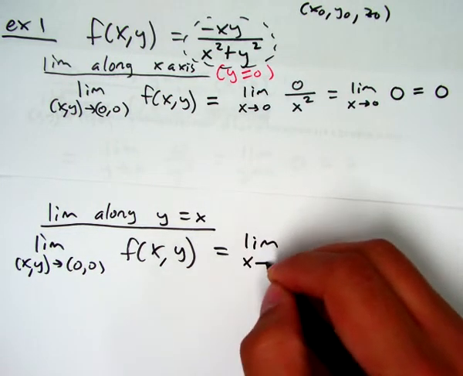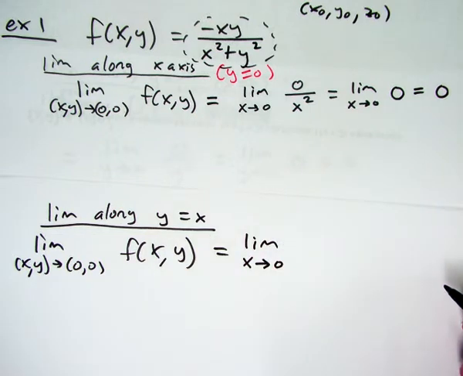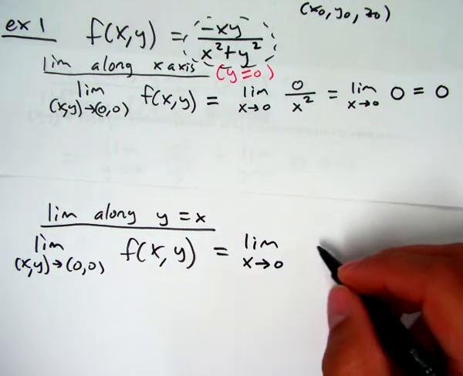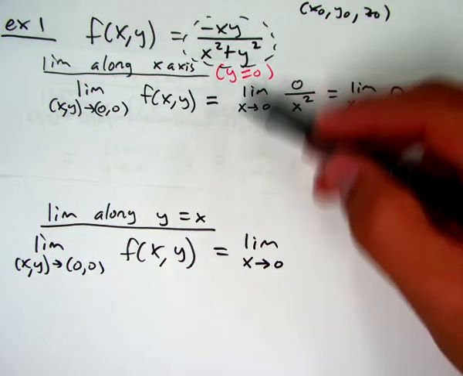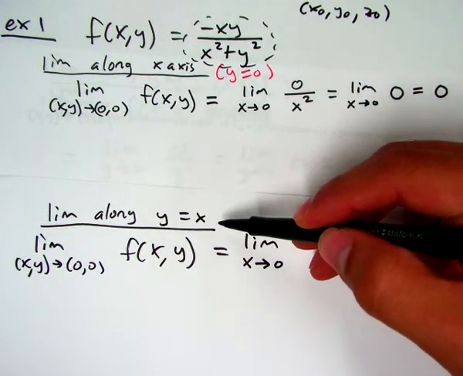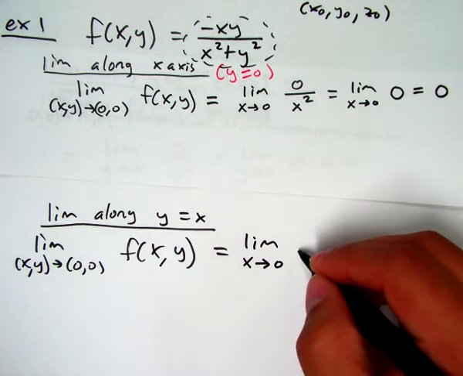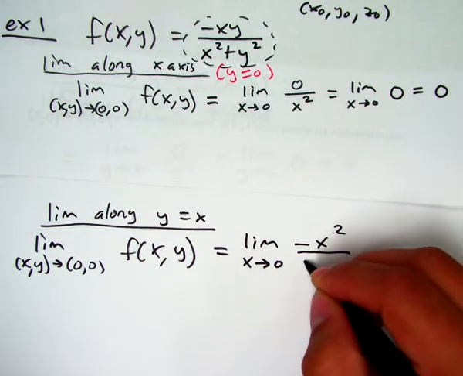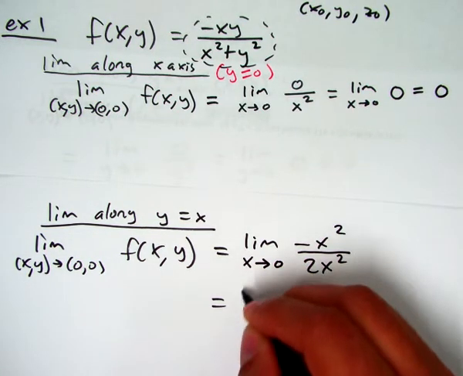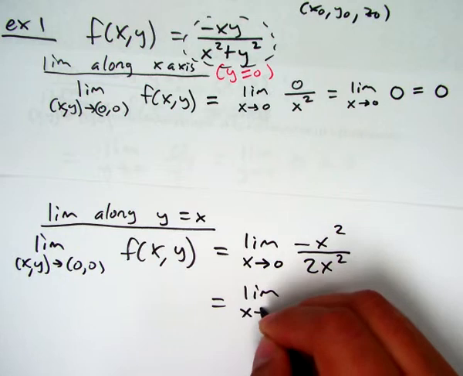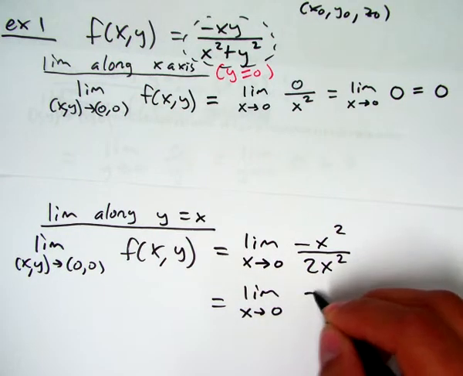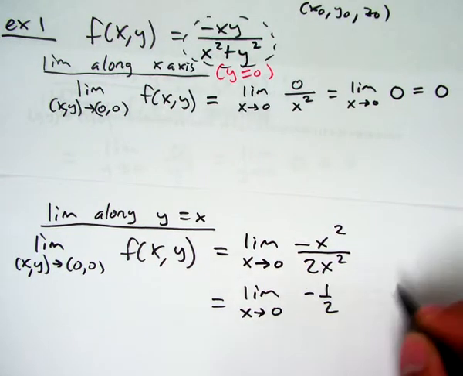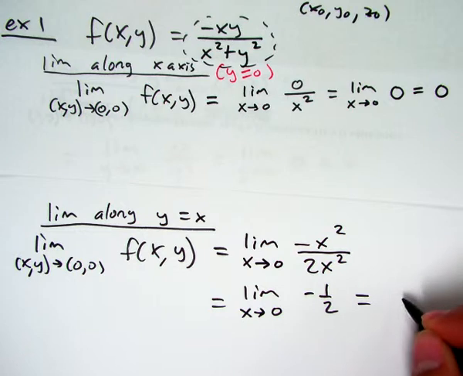So let's say I'm going to stick with x. So x approaches 0. Now everywhere there's a y, you're going to replace that with x. Does that make sense? So the numerator becomes negative x squared over 2x squared, which is the same as the limit of negative 1/2 as x approaches 0, but that's just negative 1/2.